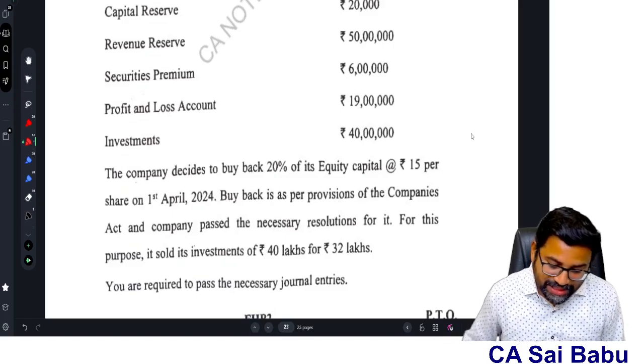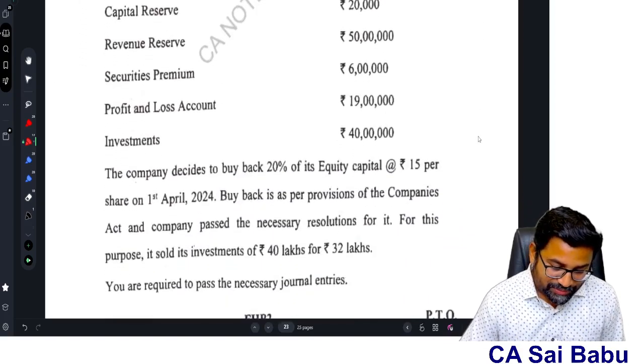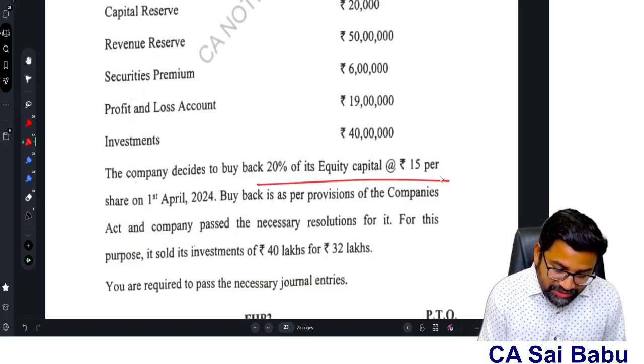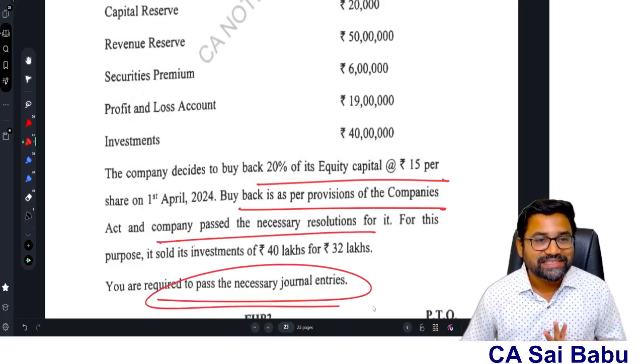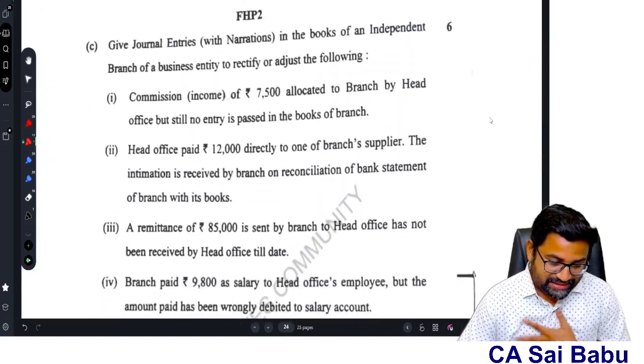And buyback. This time they have asked only a 4 marks question from buyback. 20% of the equity capital. Buyback is as per the provisions, and the resolution is also passed. So you are required to pass the necessary journal entries. Right away, journal entries you have to pass.